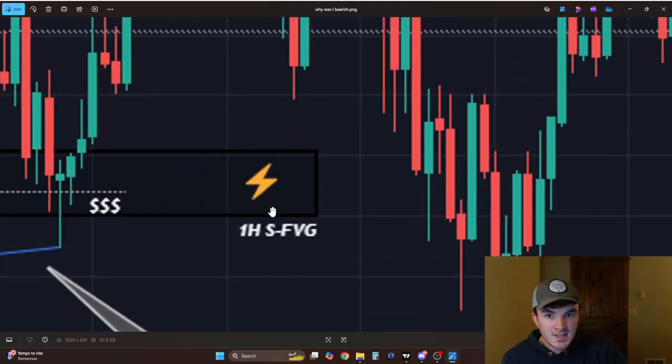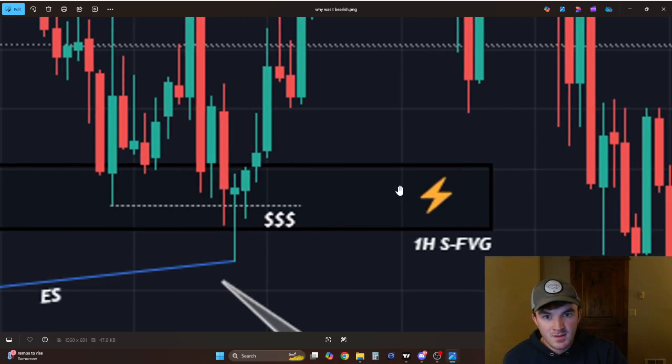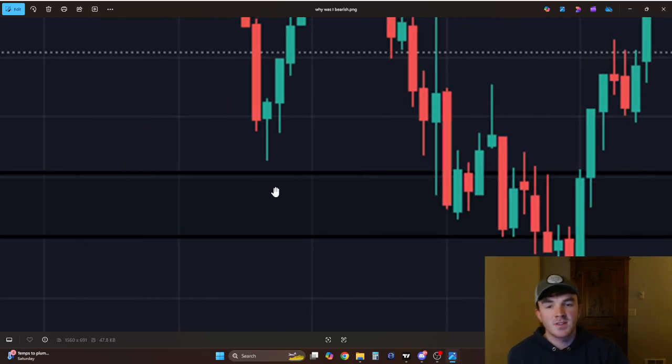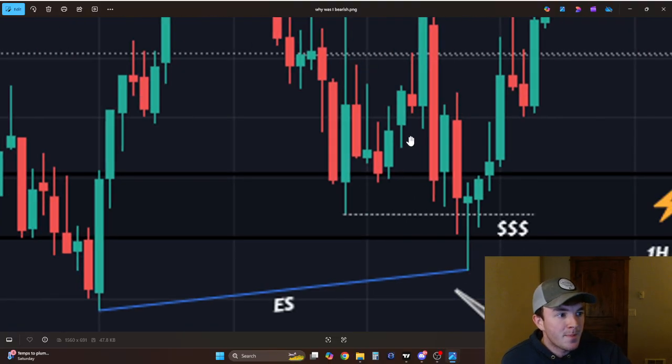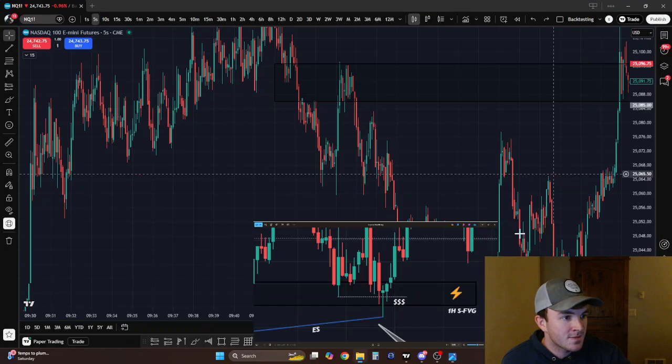If you're wondering what this is, this just means that it's been used 3 times or more. It's my nickname for a reclaimed gap. So if I'm not renaming concepts, if it's been used twice, I call it a reclaimed gap. If it's been used 3 times or more, I nicknamed it. I call it supercharged. And I notice the best models will form off of these supercharged gaps. I'll show you what I mean.